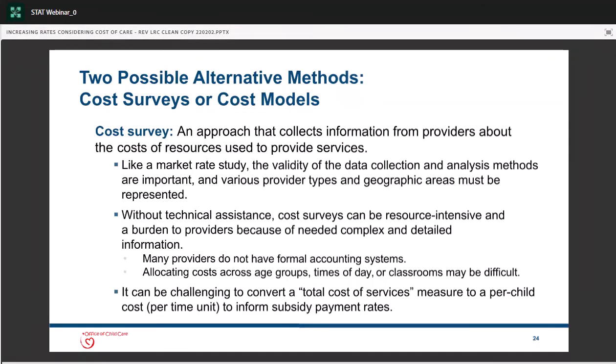Collecting cost data through a cost survey shares similar issues as a market rate survey in terms of the importance of the survey sample and the data collection methodology to achieve valid and reliable findings. A representative sample is key for ensuring that all provider types are well represented and that important dimensions of variation are captured, such as geography, provider types, and type of care. The data collection method, particularly the instrument used to obtain cost information from providers, is critical for ensuring that cost data is reliable and valid.